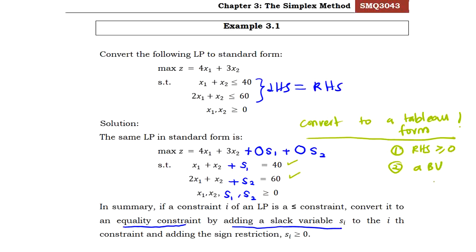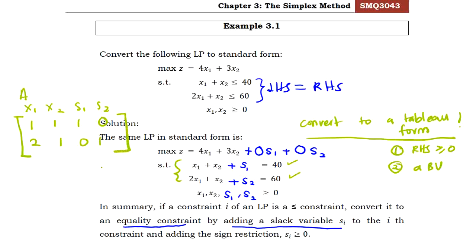Okay, so for these two constraints, actually we can write as matrix A. So for matrix A, the first column x1, x2, s1, and s2. So we have 1, 1, 1, 0. Second constraint 2, 1, 0, 1.